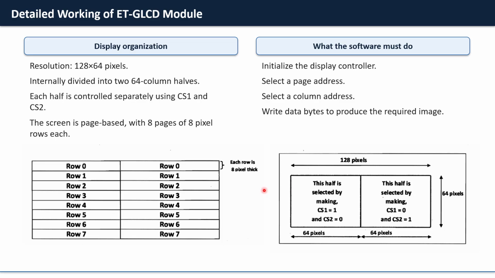We have talked about it. Also, each screen is paged into 8 pages. As you can see here, each page is 8 pixels thick and 64 pixels wide. The columns are 64 and the rows within these are 8. Okay, and row 0 is one page, row 1 is the second page, and so on. So each screen has 8 pages. Similarly, CS1 and CS2. Okay, this structure is necessary to understand so that we can generate appropriate control words for the GLCD module.